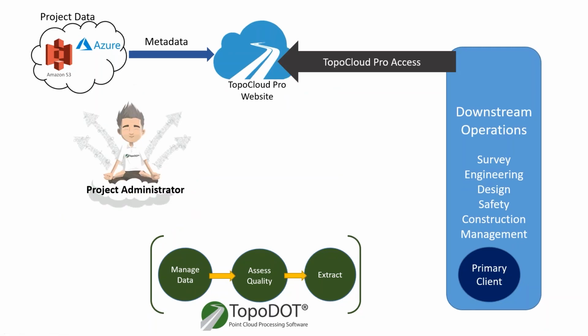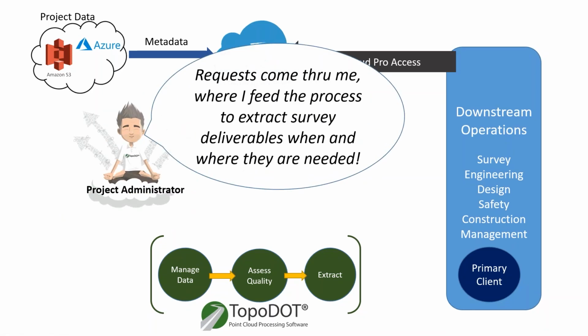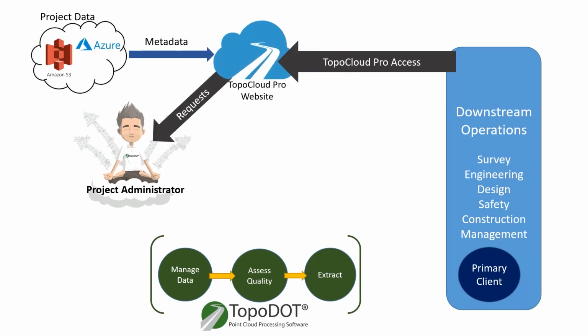So now all of a sudden, the project administrator has access because the requests come through them. And basically, that project administrator has to feed the process to extract survey deliverables when and where they are needed. So you have to feed this process. You get these requests, then you pull down that data, or you give someone else permission to have that data, but you control the process and you send it through this linear process here, the original process.